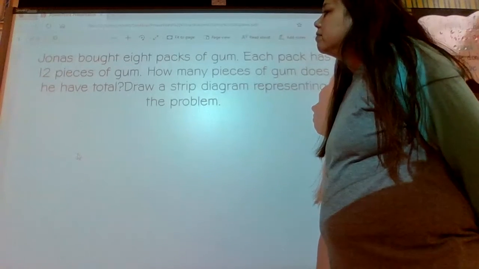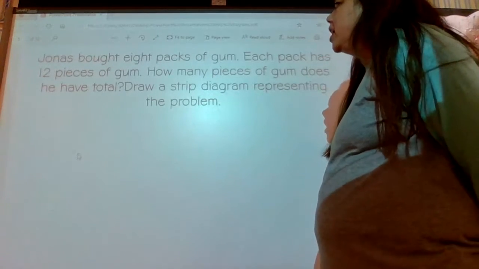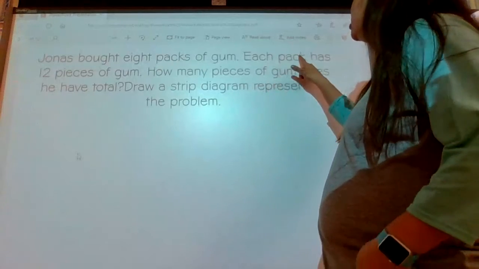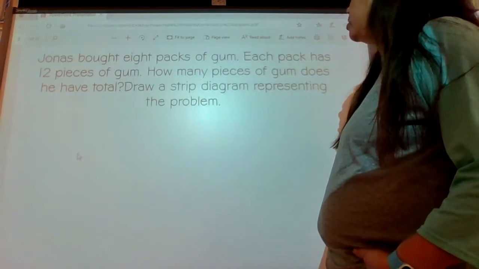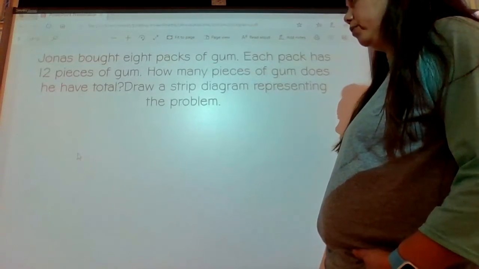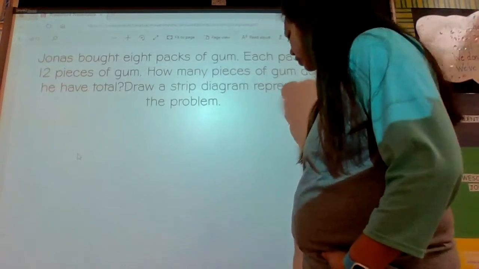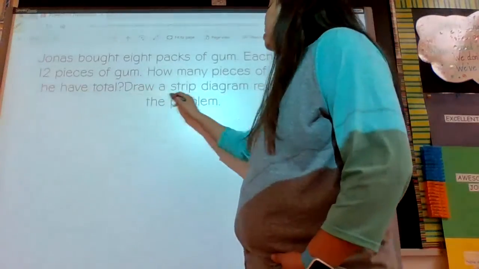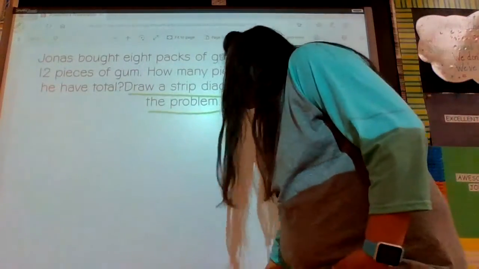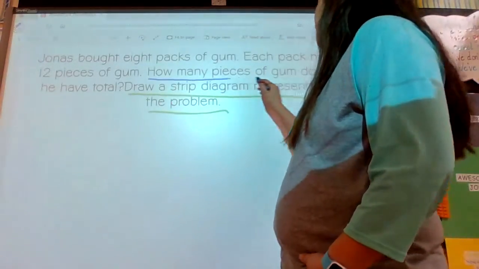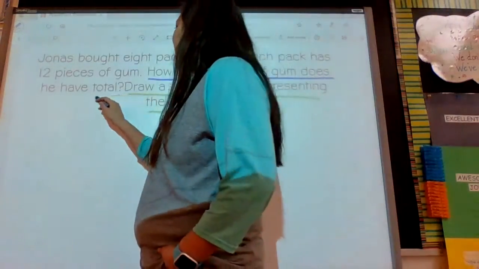Jonas bought 8 packs of gum. Each pack has 12 pieces of gum. How many pieces of gum does he have total? Draw the strip diagram. So we know we're going to be drawing that strip diagram to represent this problem. The question the problem is asking us is how many pieces of gum does he have total?